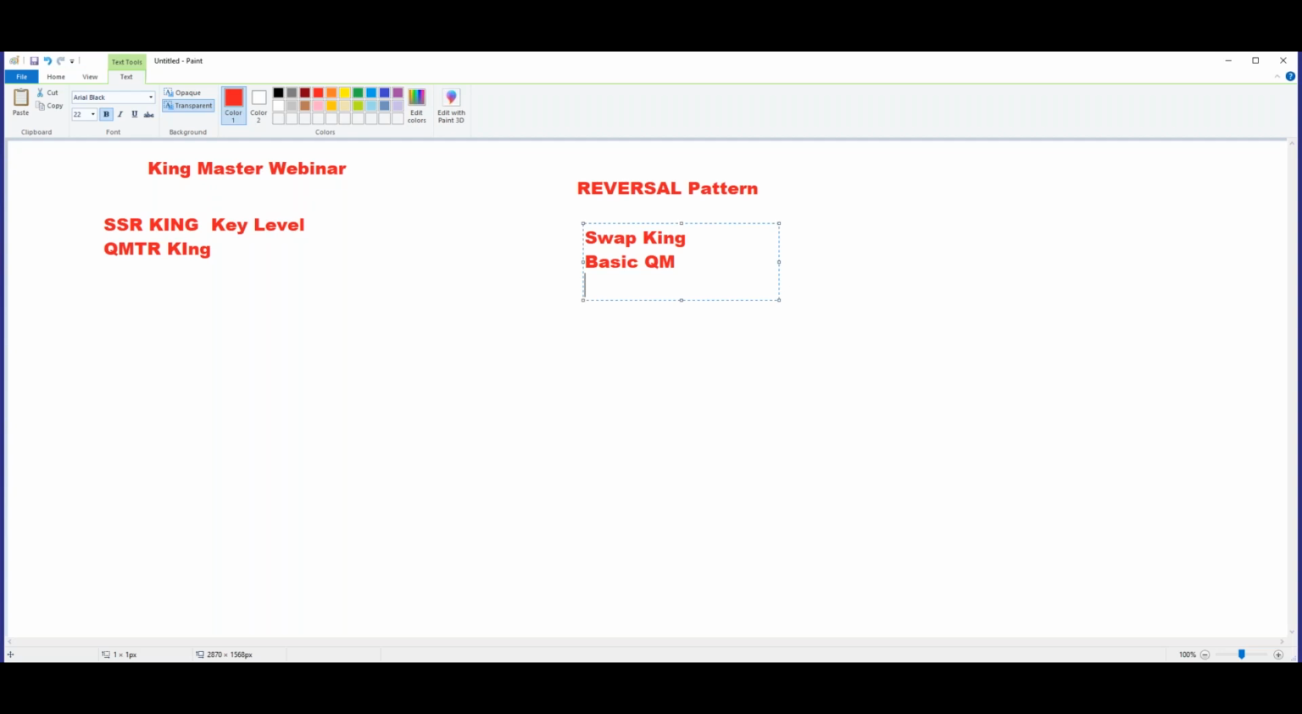We will learn swap king, basic QM, and then we will learn advanced Wyckoff QM, and then QMC, QM continuation, QMR, QM reversal. Okay, so today will be a lot. I hope you guys understand. If you don't understand, just ask any question, so I will go through it slowly.